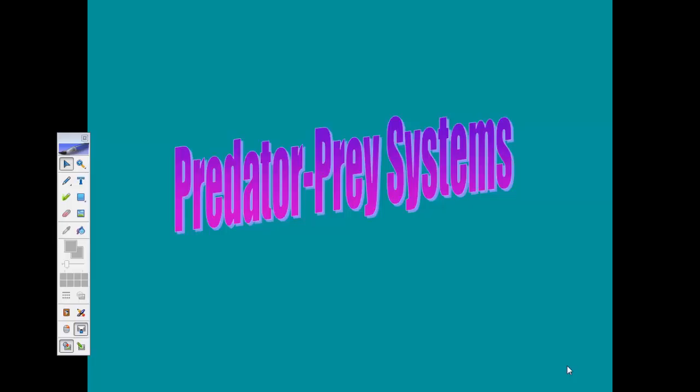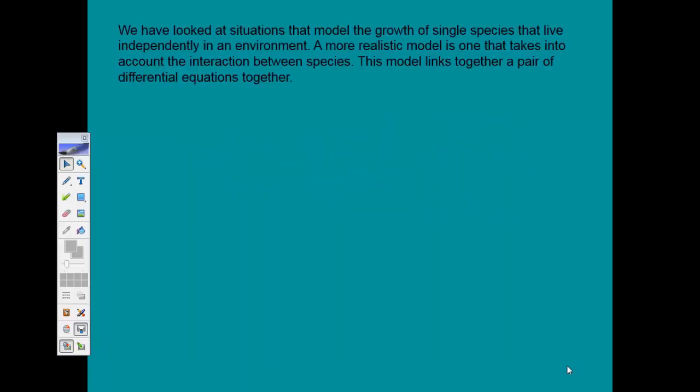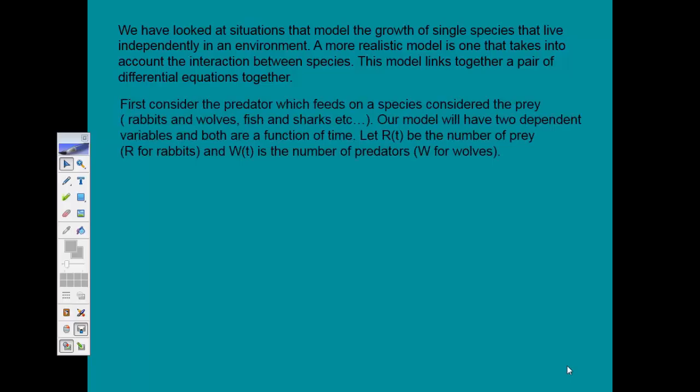In this video, we're going to be looking at what's called the predator-prey system, and we're using differential equations to model this predator-prey system. Now, we've looked at situations that model the growth of single species that live independently in an environment. But a more realistic model is one that takes into account some interactions between the species. The model that we're going to be looking at involves two differential equations.